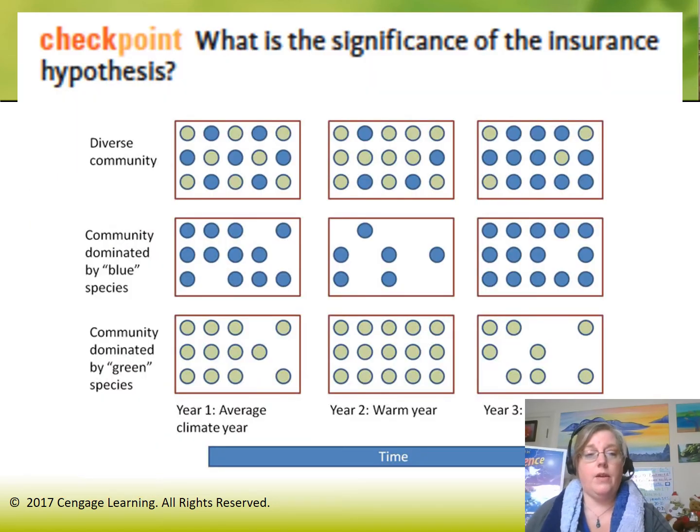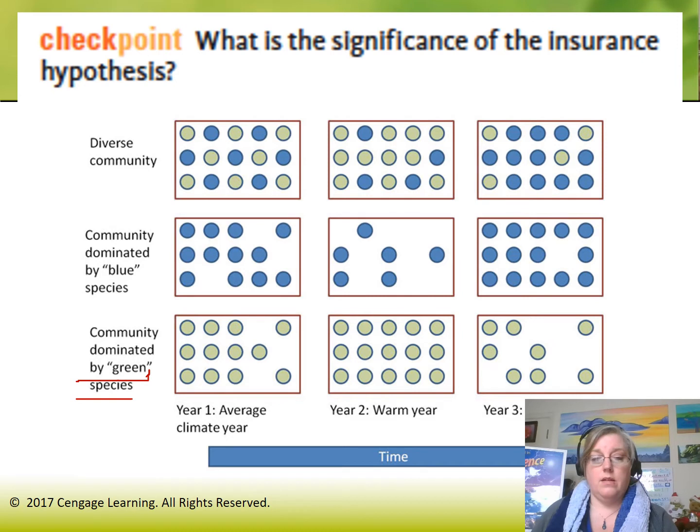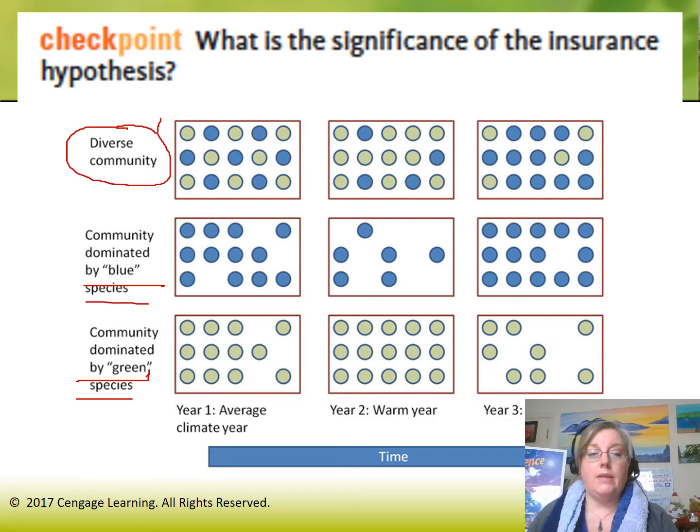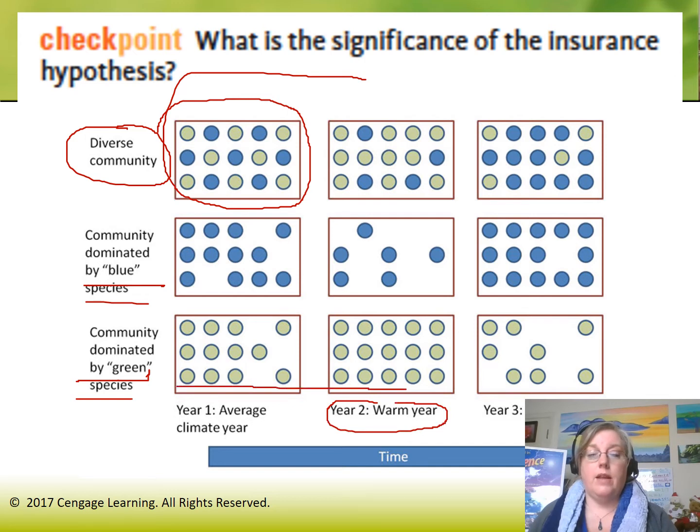Here's an example. What we have in this picture is the green ones. We don't even know what this is. This green whatever likes hot. The green ones like hot and the blue ones like cold. So in a good diverse community, when you have them about balanced, this is a good balanced community. This year it turned out to be hot, so the green ones are good. They like it hot. But the blue ones almost died out.